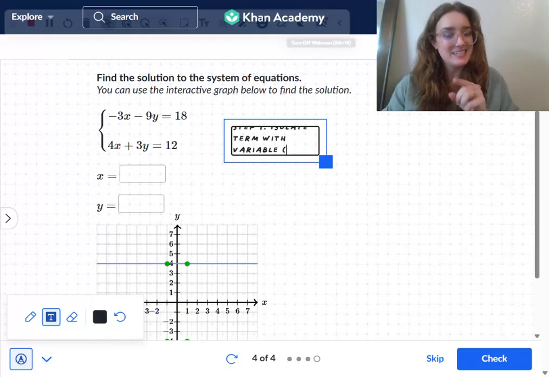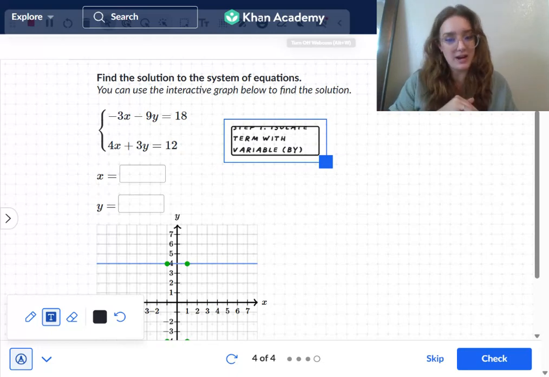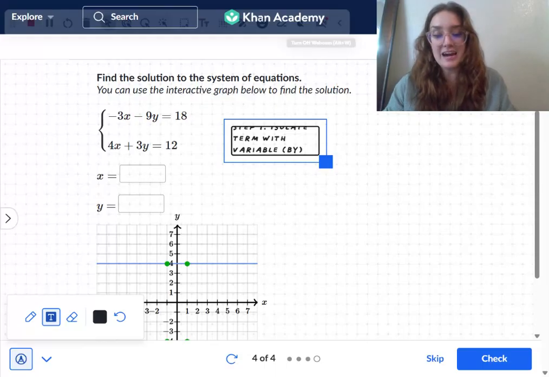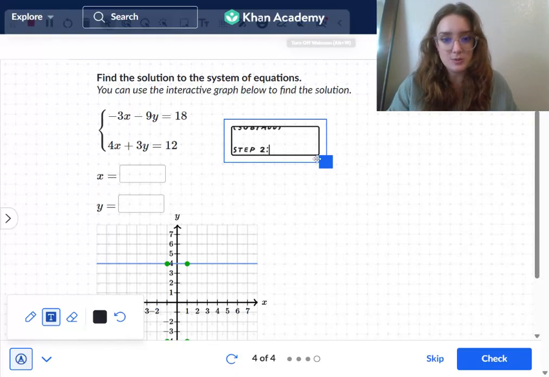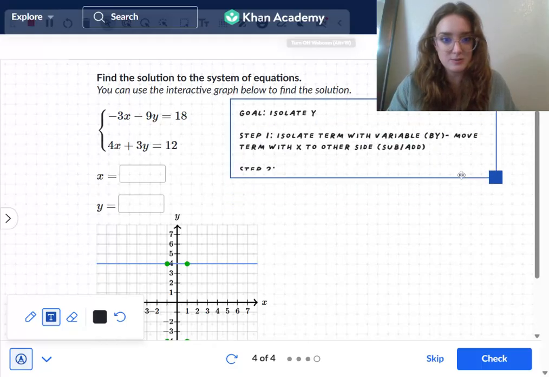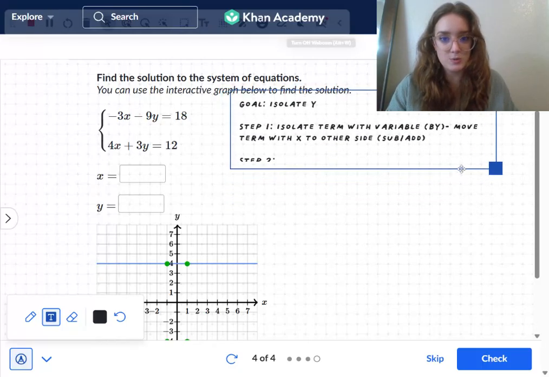These are written in standard form, so basically we're isolating by, because it's ax plus by. So the coefficient and the y, we want all by itself. How do we do that? We need to move the term with x to the other side. How do we do that? Subtraction or addition. And then we'll just prepare for step 2. Let me expand this out. So we've got our goals, and our steps.